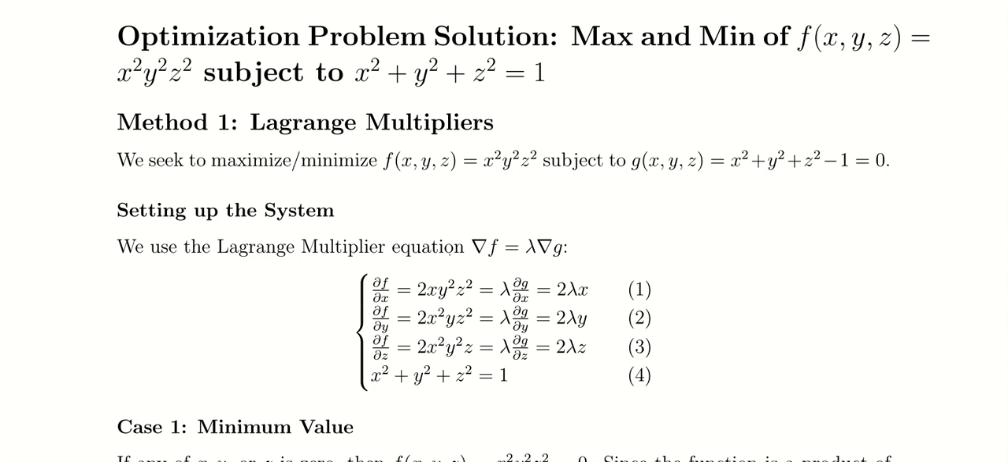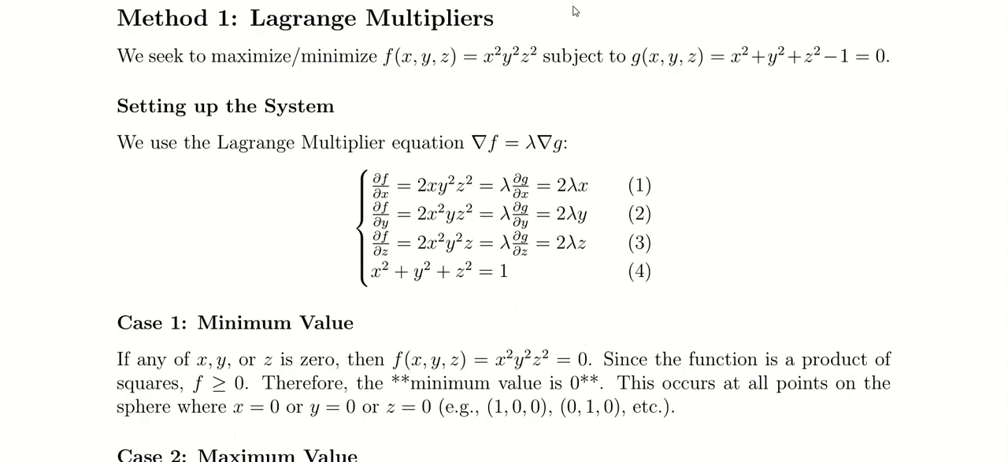When we take the derivative with respect to x, f turns into 2xy²z², and lambda times gradient g is just 2 lambda x. Then the partial of f with respect to y is 2x²yz² equals 2 lambda y. Partial of f with respect to z is 2x²y²z, and that's going to equal 2 lambda z. And we want to make sure that whatever x, y, and z we find, x² + y² + z² = 1 is satisfied.